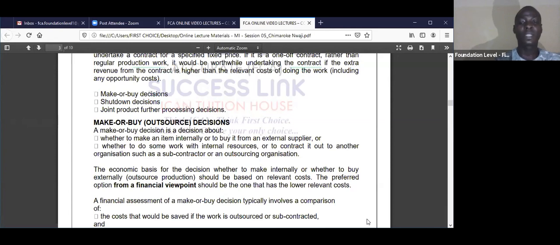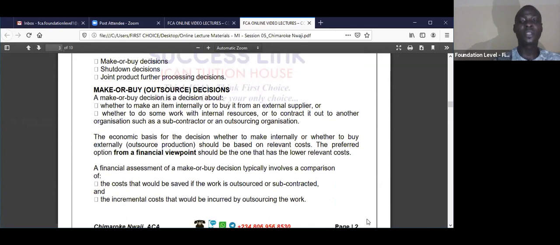So now, what do we do when we decide to compare relevant costs to choose which one is appropriate? First, a financial assessment of make or buy decision involves a comparison of the costs that will be saved if this work is outsourced or subcontracted.